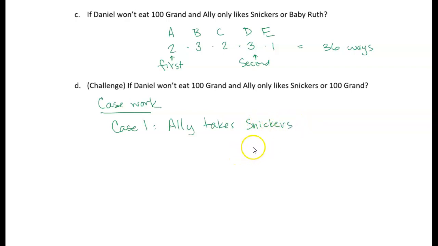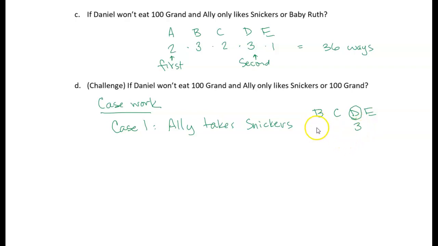Okay, so Allie takes the Snickers, and now we've got Allie taken care of, and we just need to distribute the candy bars to the other 4 children. Okay. All right, so Allie took the Snickers. So let's deal with Daniel again, because he's still a restriction. I'm going to deal with Daniel first in this case, because Daniel won't eat the 100 Grand, and now he can't take the Snickers. So he has 3 choices left.